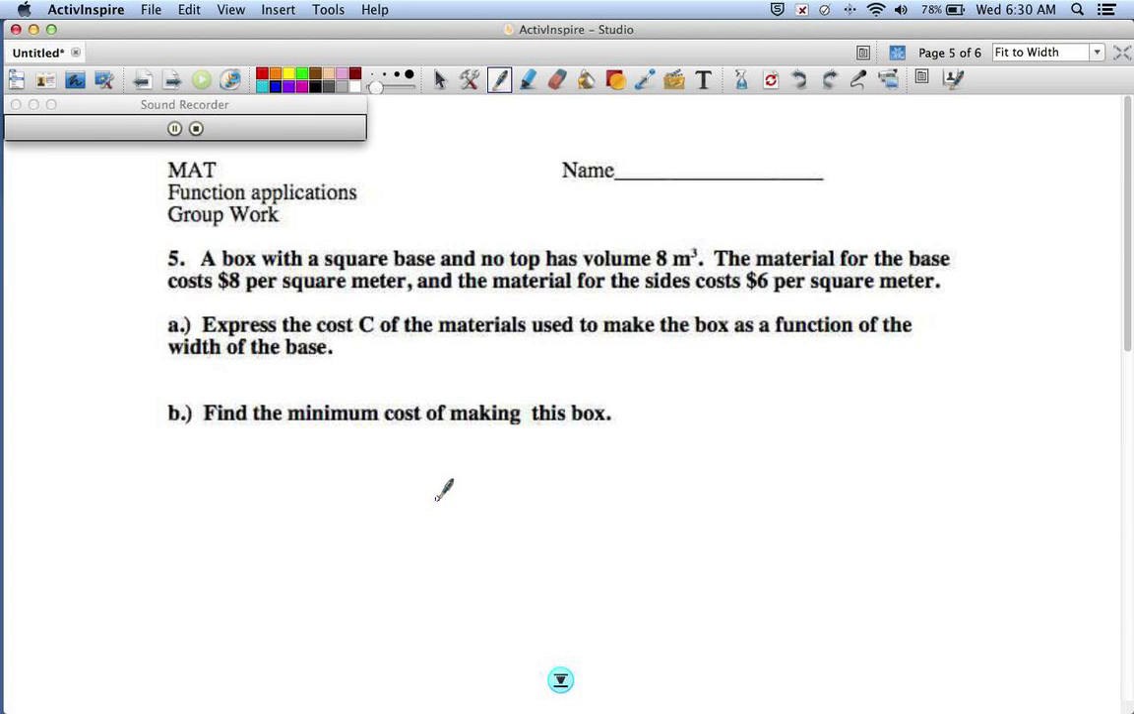Now, a box with square base and no top, with no top, has volume of 8 cubic meters. The material for the base costs $8 per square meter. The material for the sides costs $6 per square meter. Express the cost as a function of the width. So again, we have a box. It does have an open top, so we're looking at the same diagram as problem number 1.